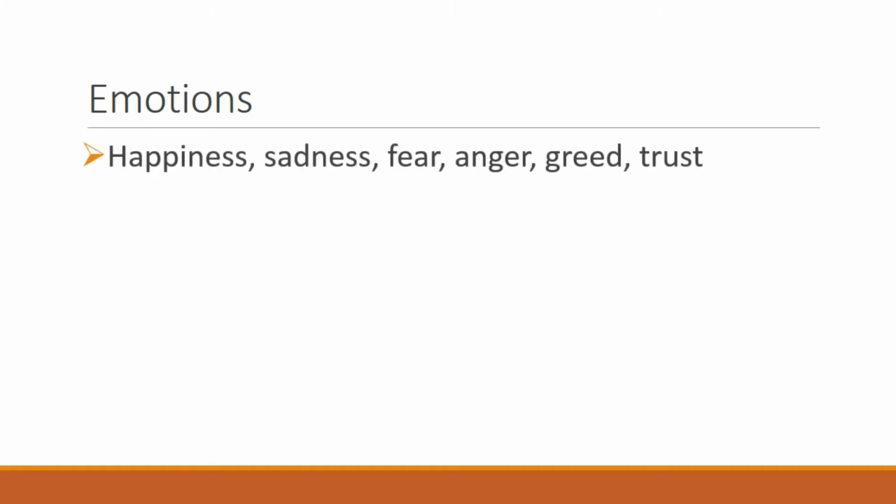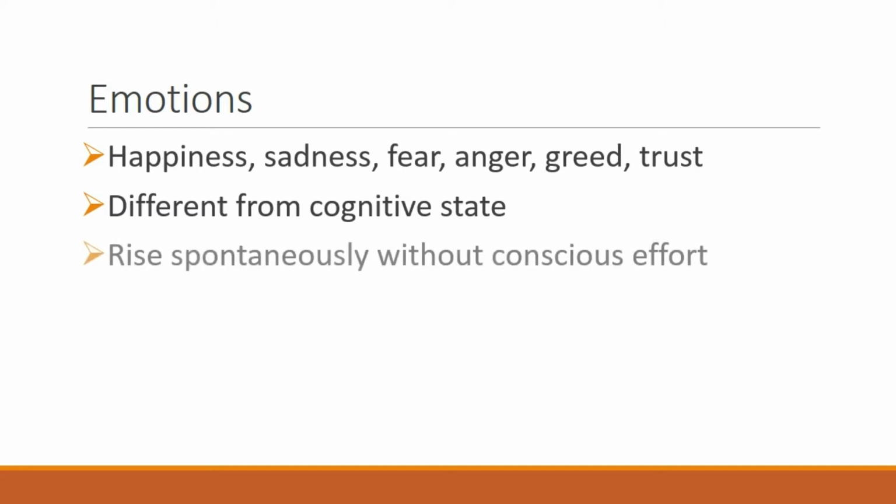We speak a lot about our emotions in this course, so let's take a closer look at the emotions. Examples of emotions would be happiness, sadness, fear, anger, greed, trust. Emotions, because they come from System 1, are different from the cognitive state, which is in System 2. The cognitive state is one that's rational and logical. Emotions are not. Emotions rise spontaneously without conscious effort.